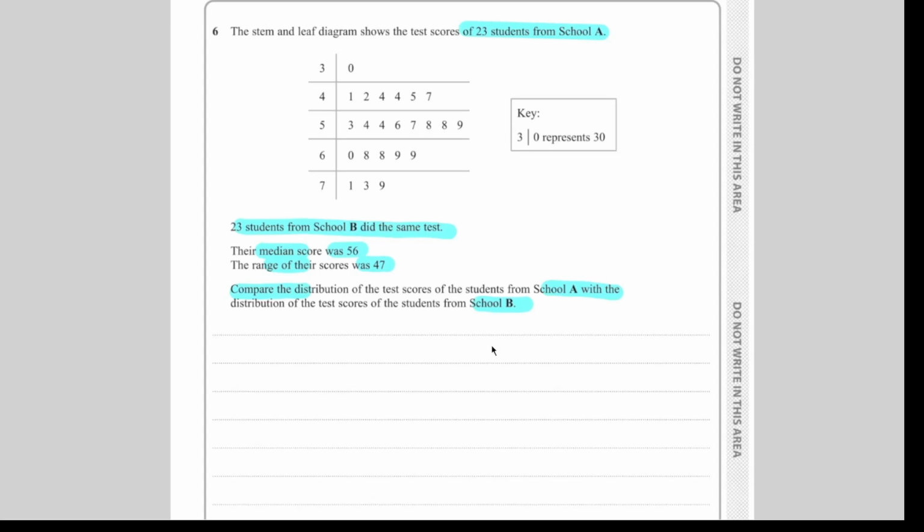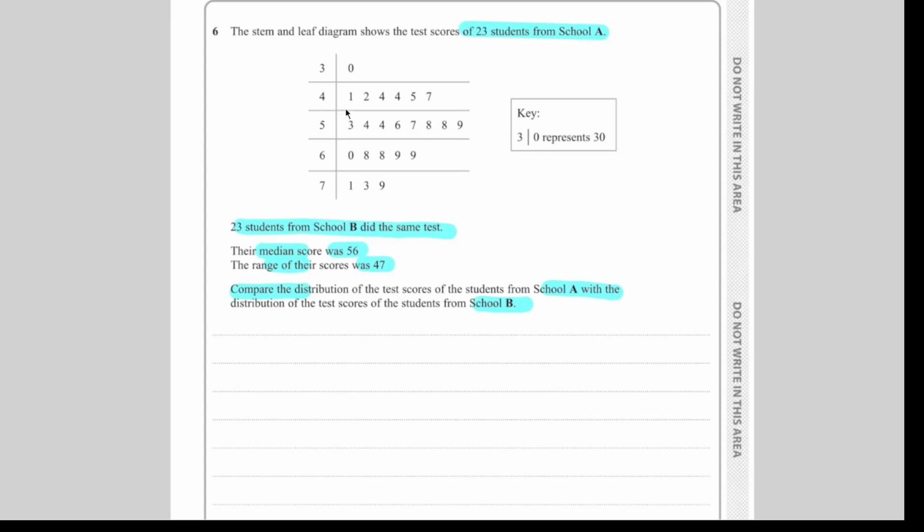To write the comparison, we've been given the median score of school B and the range of the scores of school B. Then we need to have the median score and the range of school A. To get the median and range of school A, we've been given the stem and leaf diagram. So how do we interpret this data using the stem and leaf diagram to get the median and range?